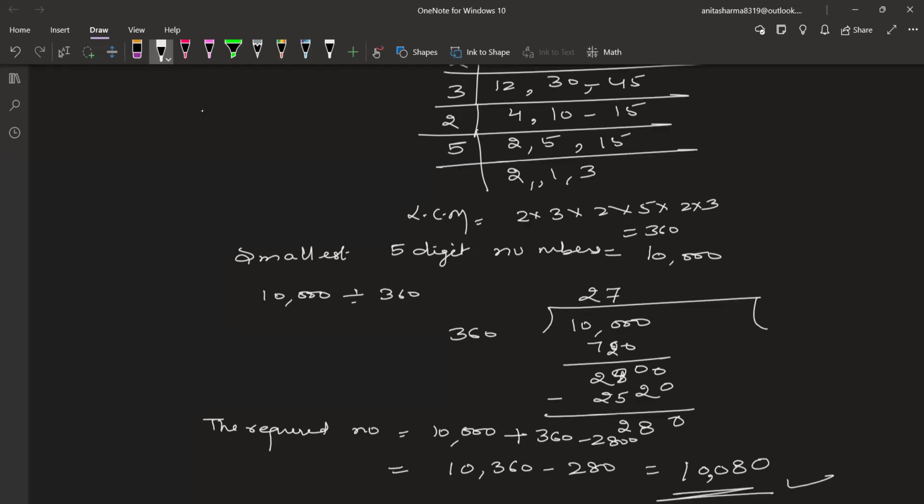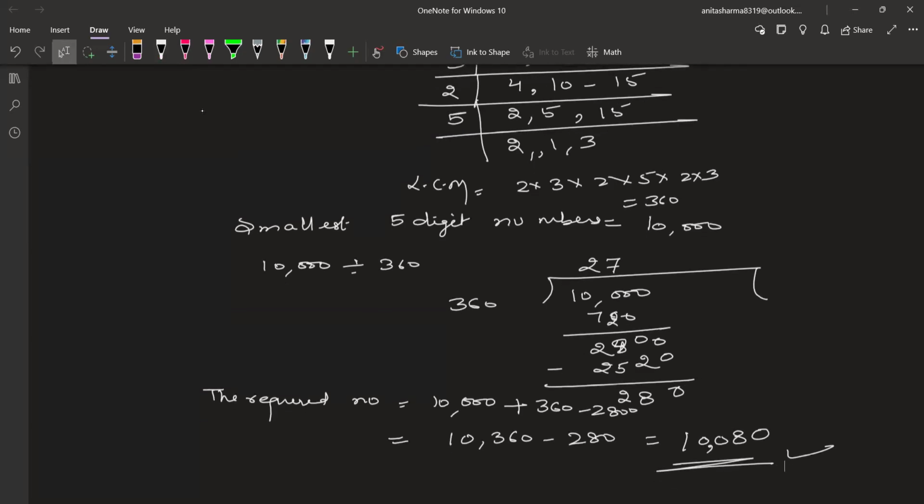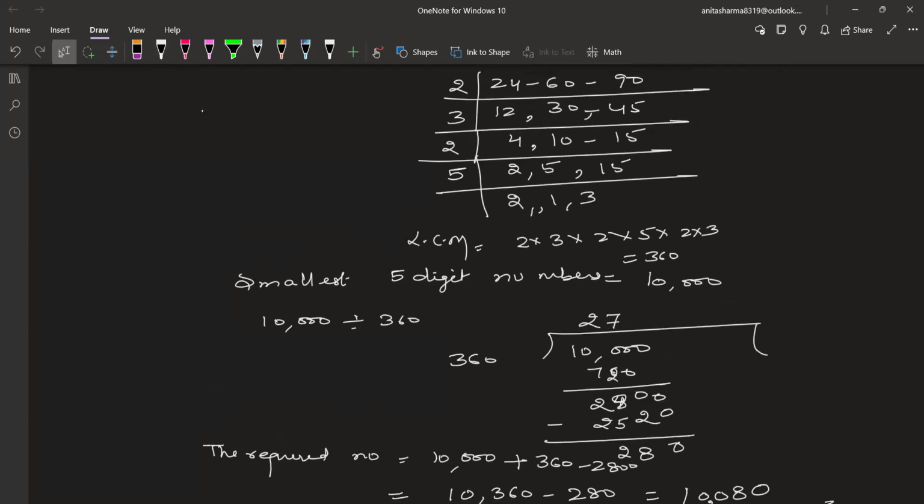Okay, beta? And suppose this type of question came in your MCQs, so what can you do? You can take your options and just check whether they are divisible by these three numbers or not. 24, 60 and 36, their common LCM is 360. So just check whether the given numbers are divisible by 360 or not. Okay?